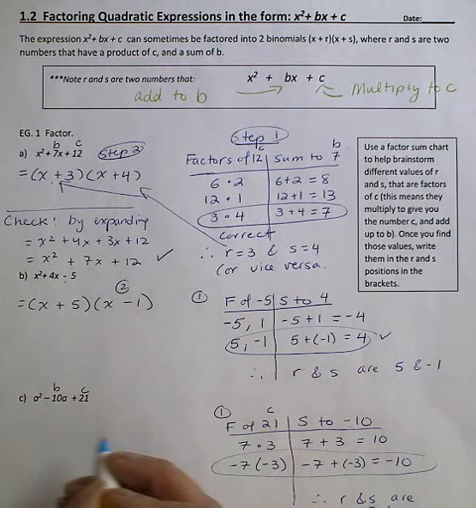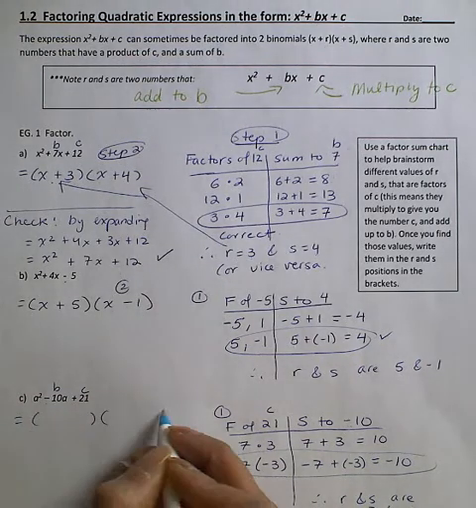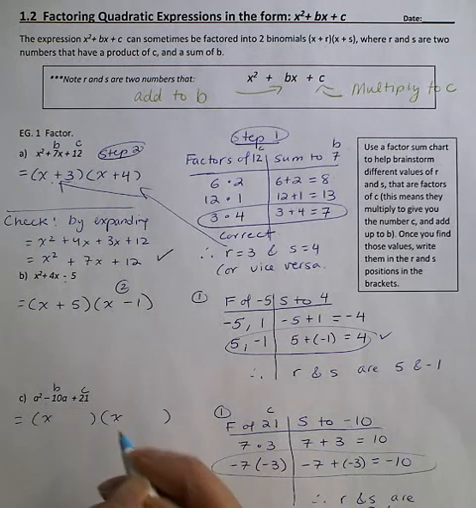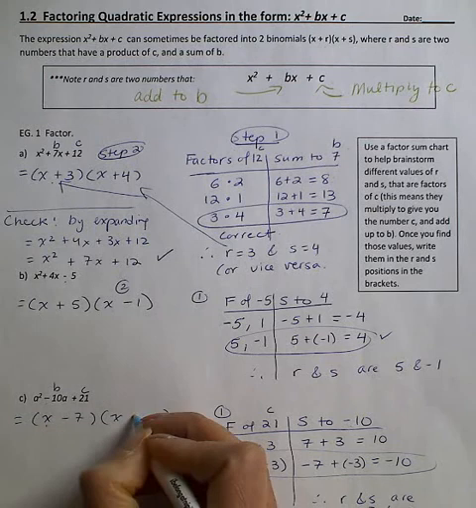And we're going to put them in the right positions. So again, I know that these first values are going to be an X, and then I'm going to write down -7 minus 3, and then it's done.